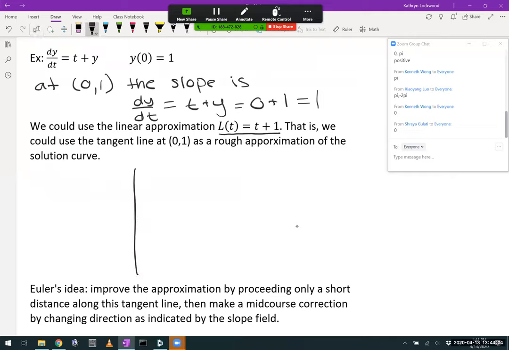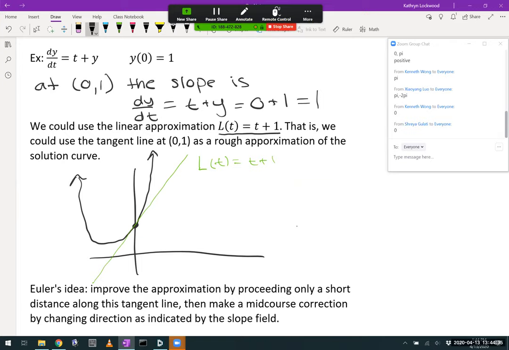All right, now this is a really rough approximation. In this case, I know what the solution curve looks like. It's something kind of like this parabola. The initial condition is 0, 1 here. And then if we try to approximate this by the line t plus 1, the tangent line, we're trying to approximate it by a line when we have something that's curved. And so that's not great. Clearly, as soon as we get a little ways out, the line is getting very far away from the curve, right? So it's a bad approximation.